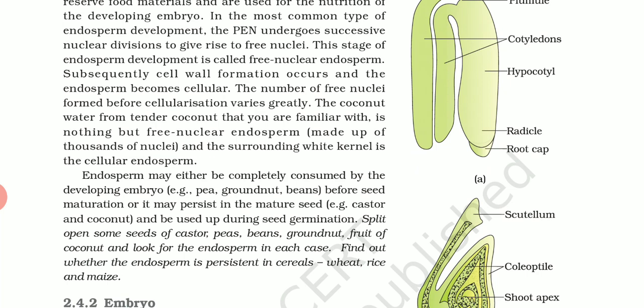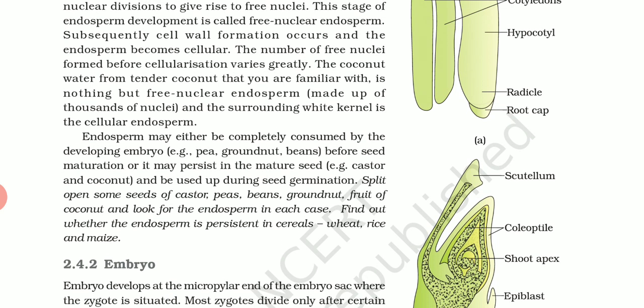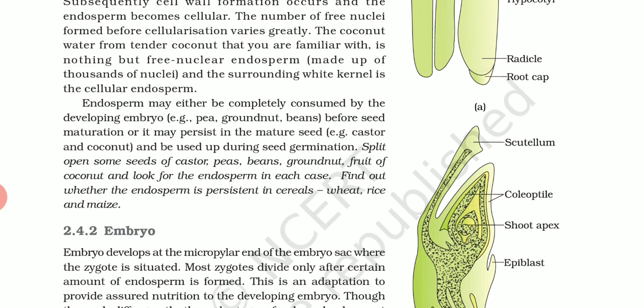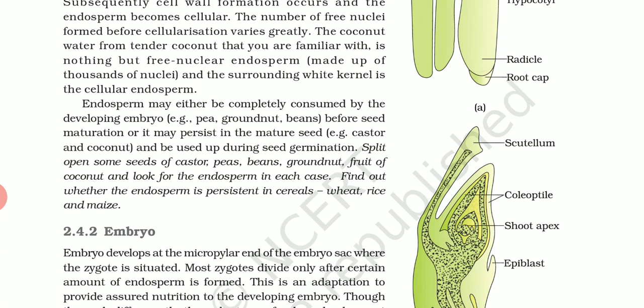Now let us see another aspect of this. The endosperm may be completely consumed by the developing embryo, or sometimes it may remain in that state. In some plants like pea, groundnut, and beans, the endosperm may be completely consumed. Similarly, in some other plants like castor and coconut, it may persist in the mature seeds and can be utilized during seed maturation.